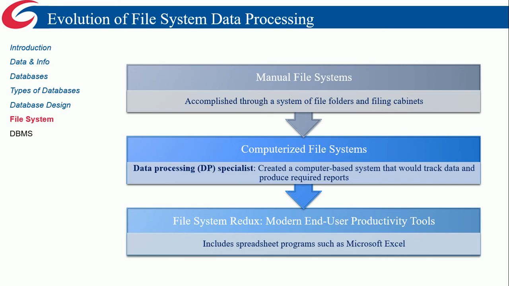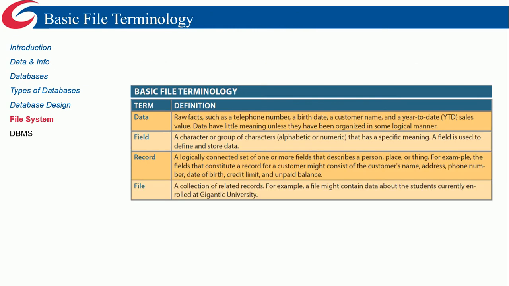So some of the terminology for basic file systems: you had data, which is the raw facts, like a telephone number in a telephone book; customer information, which would be just data files. Fields were a character or group of characters that had specific meaning.